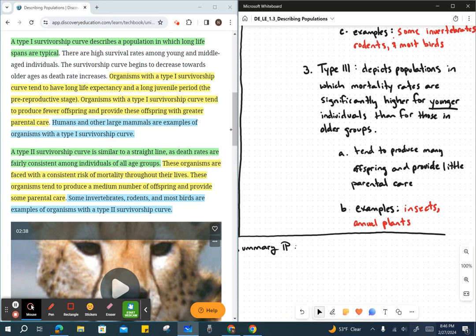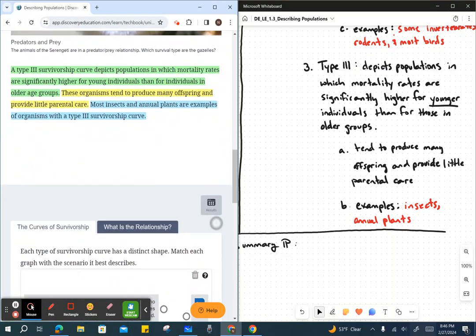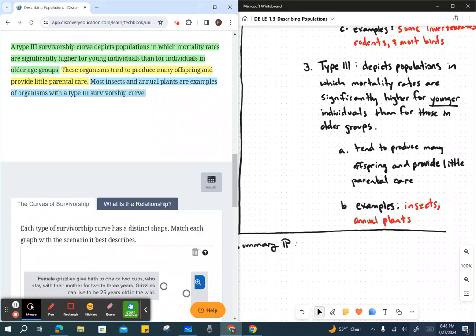Okay, so type 3. All right, we're just moving along there. Type 3 depicts populations in which mortality rates are significantly higher for younger individuals versus those in older age groups. So these organisms tend to produce many offspring and provide little parental care. Examples are insects or annual plants. Okay. So the curve here would look something like this.